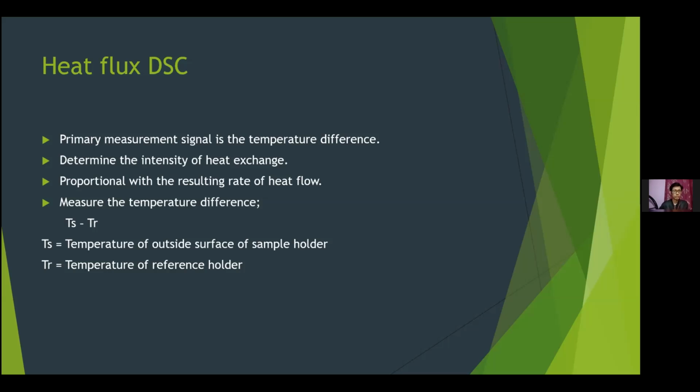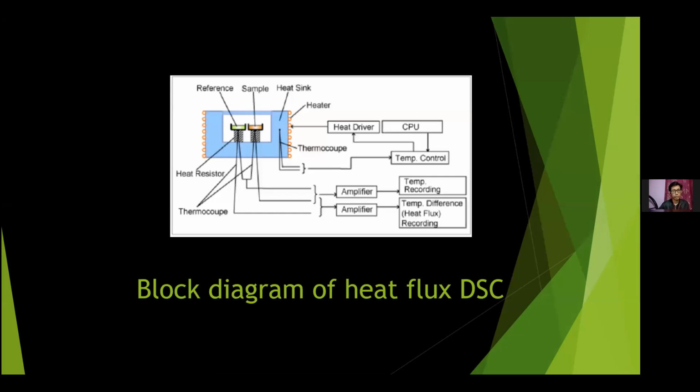So it measures the temperature difference, which is Ts minus Tr, whereby Ts is the temperature of the outside surface of the sample holder and Tr is the temperature of the reference holder. So this is the block diagram of heat flux.